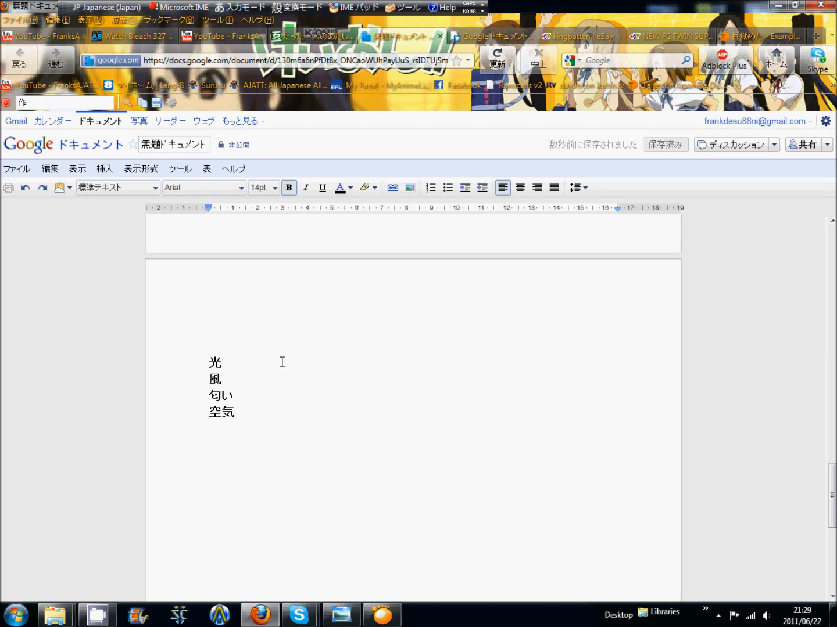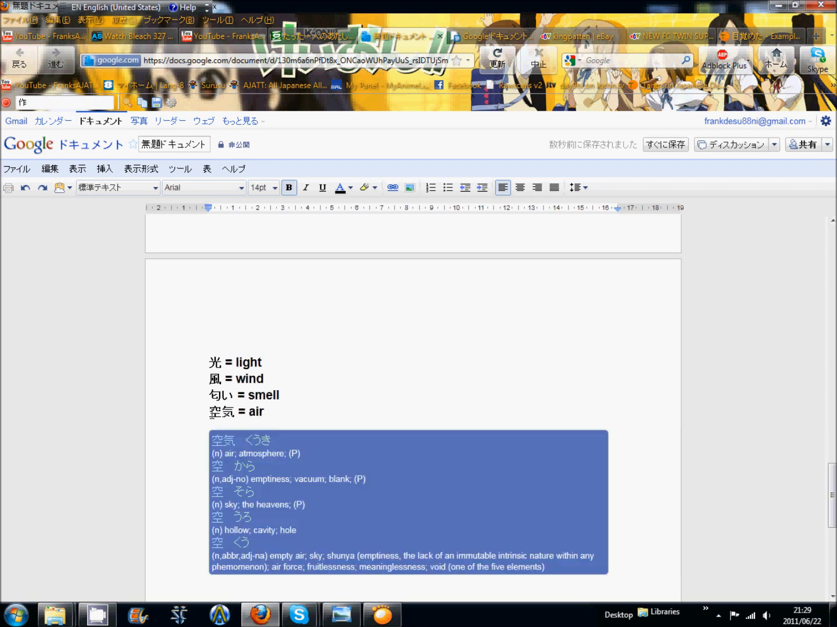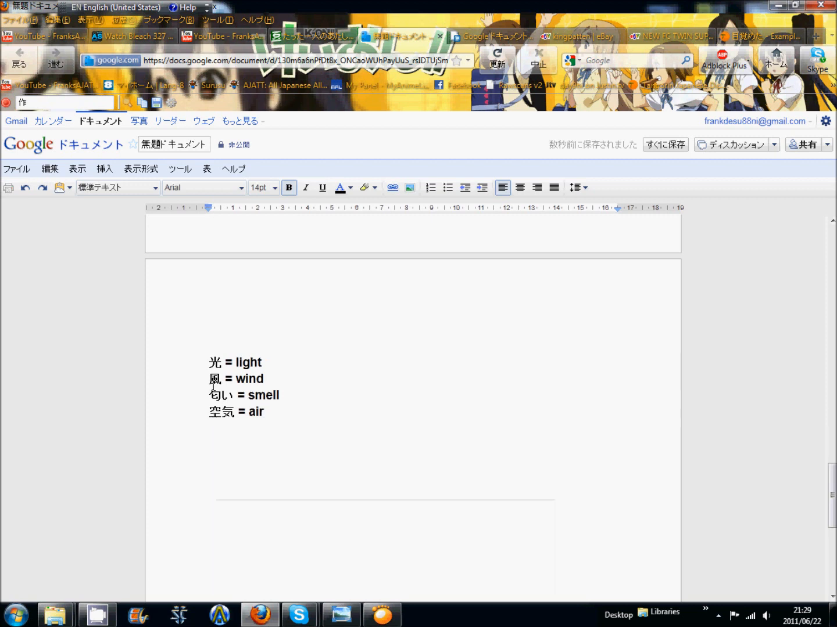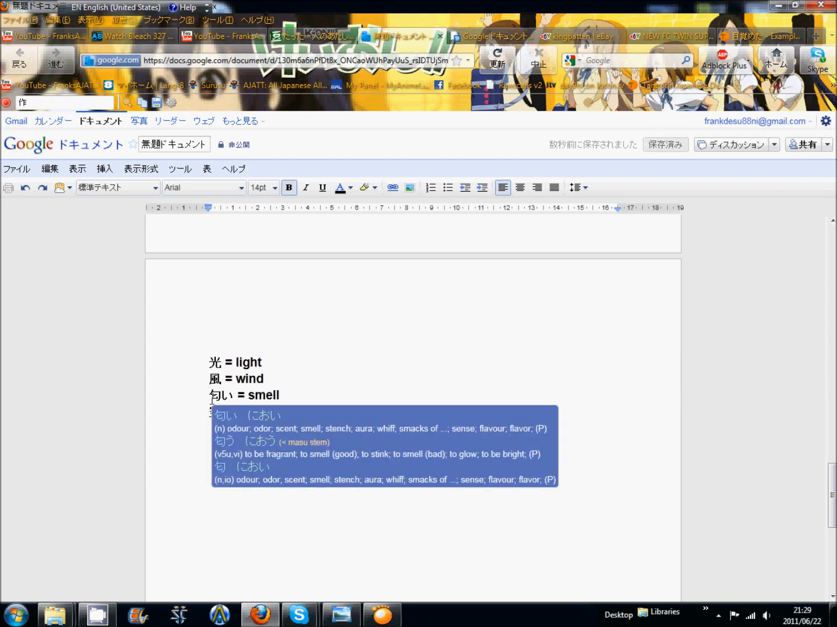So Hikari, all right, just means light. The next one down is kaze, which is wind. Nioi is smell, and kuki is air. All right, let me just check. So we got kuki, yep, air, atmosphere, right? Nioi, odor, smell, that kind of thing.